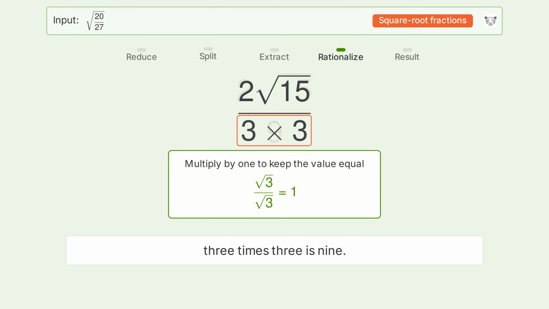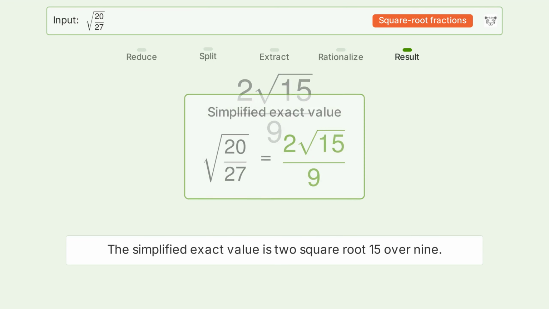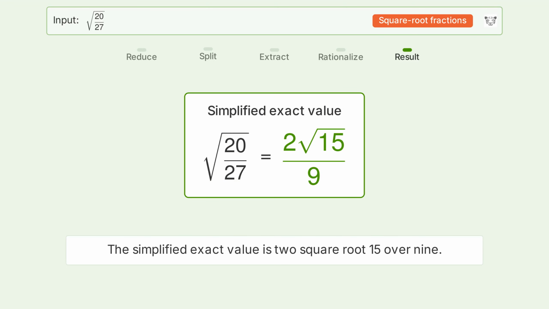3 times 3 is 9. The simplified exact value is 2 square root 15 over 9.